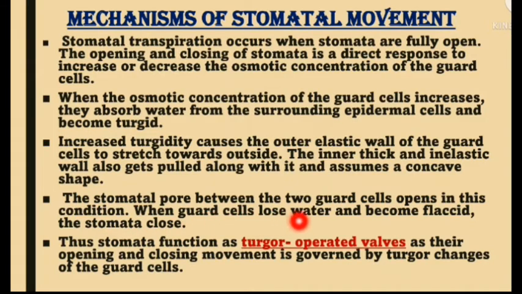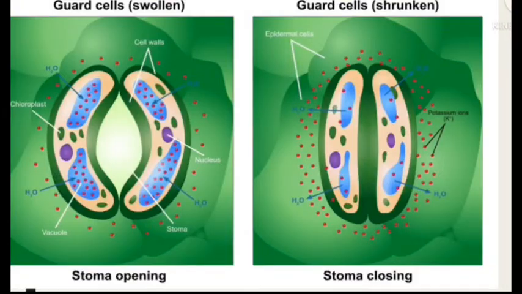When guard cells lose water and become flaccid, the stomata close. Thus, stomata function as a turgor-operated valve, as their opening and closing movement is governed by turgor changes of the guard cells. From this image, we can understand the opening and the closing of the stomata.